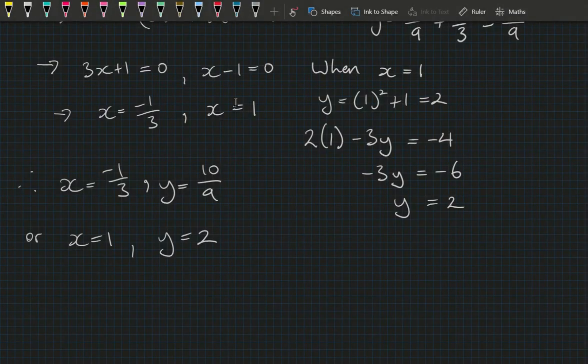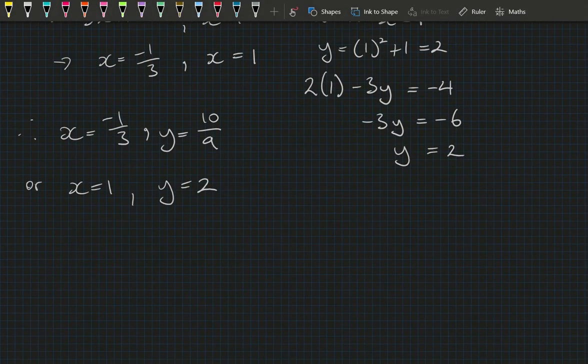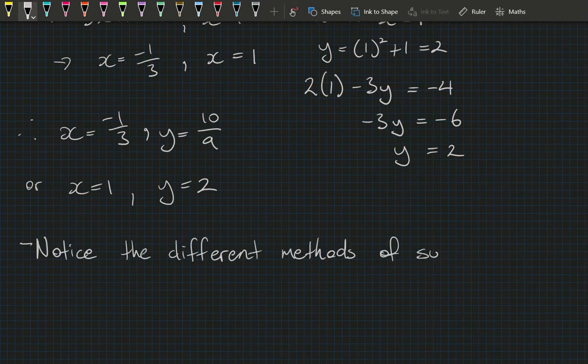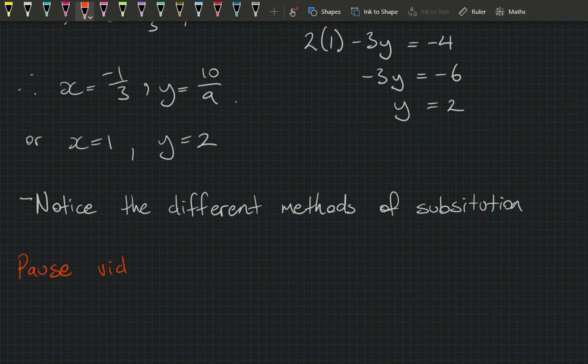Alright, I want you to really take notice of the different methods of substitution that I used, particularly in part C. Quite often some of these answers are going to require that sort of flexibility from you. Okay, but anyhow, at this stage, I think you should pause that video and do questions 3 and 4 in the new book and questions 7 and 8 in the old book. And then you can come back and we'll work on the next section.